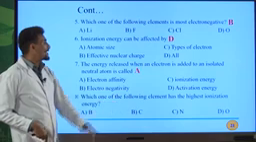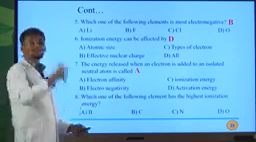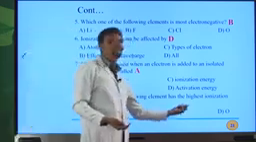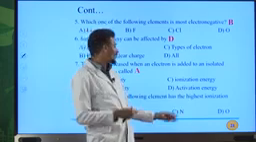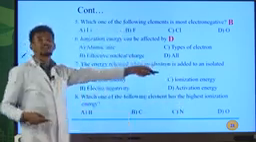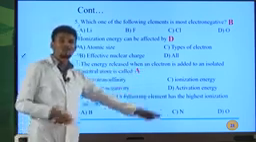Question number 8. Which one of the following elements has the highest ionization energy? I already told you that ionization energy increases from left to right across the period. But because of the stability of the nitrogen atom, nitrogen has larger ionization energy when compared with oxygen. So C is the correct answer. Don't forget this one.